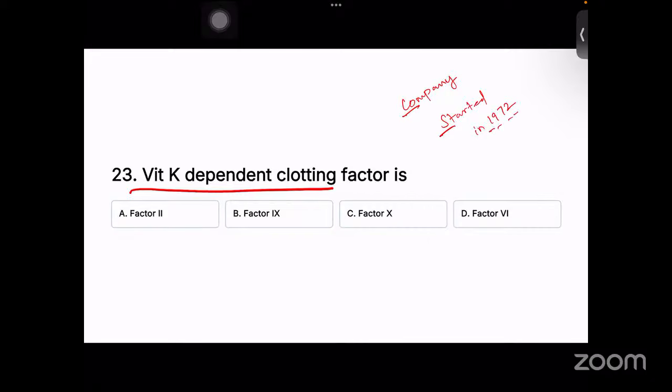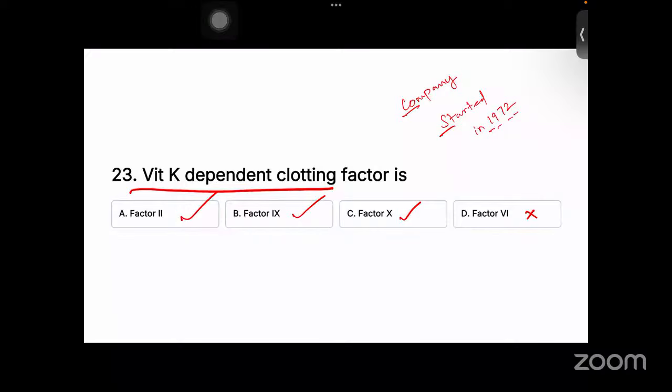Here the option 2, we have it, 9, we have it, 10, we have it, we don't have a factor 6. So factor 6 is an eliminated option here. The question is vitamin K dependent clotting factors are all except, so the option should be the factor 6.